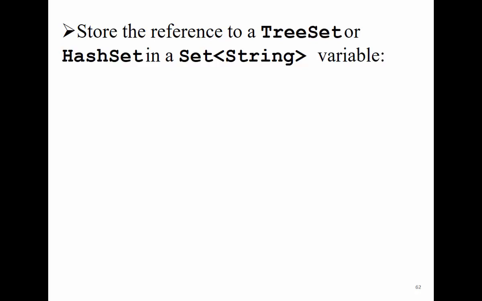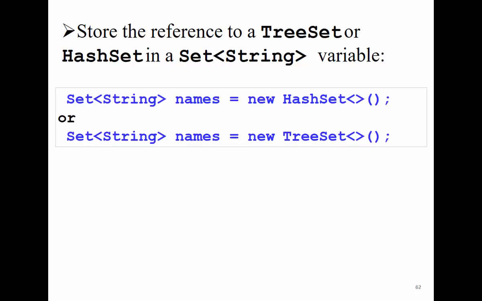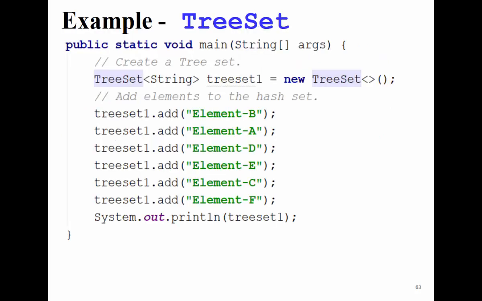We can define a set of strings. We can use them as a reference set of strings, and we can change between them. So you can see here, we can have a set of string names, and we can define a HashSet, and we can have a set as a reference data type names and define a TreeSet. This is an example where I'm using the TreeSet.